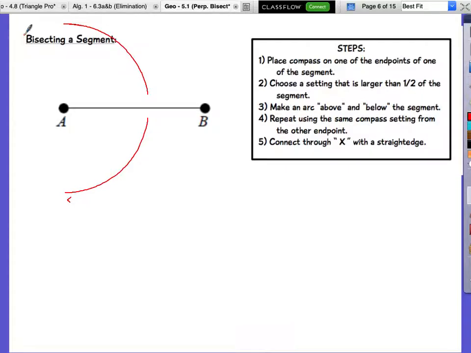So then you'll use the same setting, go to the other side, put it on the dot, use the same exact setting. It has to be the same setting, and do the same thing. We'll make the same arcs.